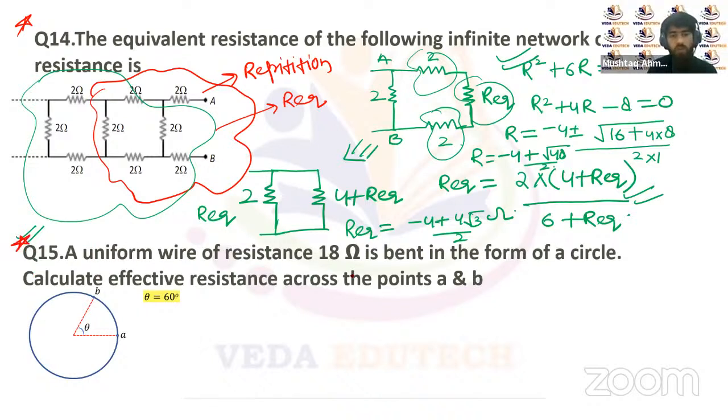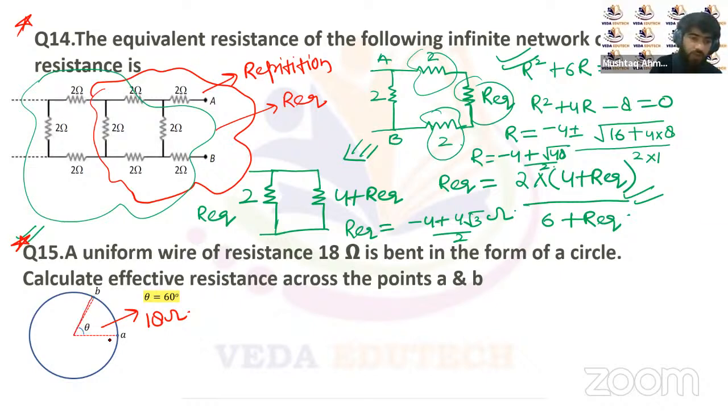A uniform wire of resistance 18 ohm is bent in the form of a circle, right? Calculate the effective resistance across the points A and B. Now the total resistance of this circle is 18 ohm, right? Now this circle makes an angle of 360 degree at the center, right?